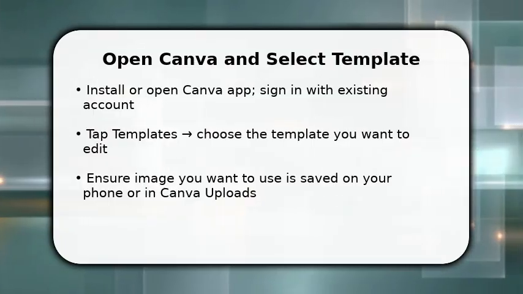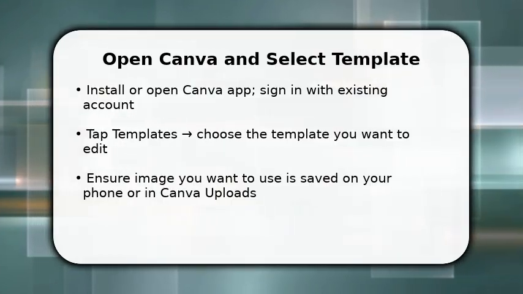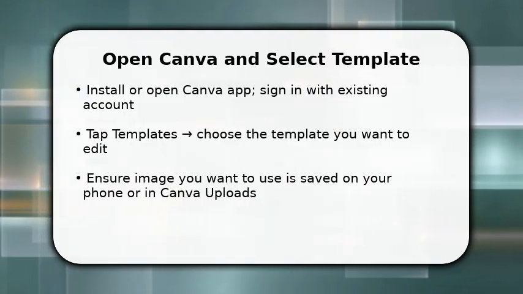You're starting inside the Canva app. Open it and sign in. Tap Templates and immediately pick the design you want to modify so you don't lose momentum.